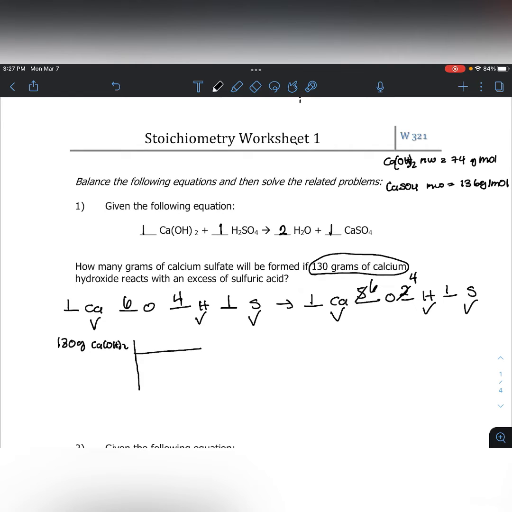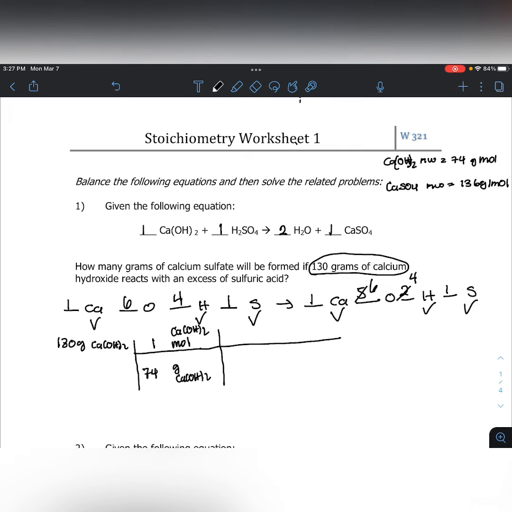So grams will come at the bottom. We'll put grams of calcium hydroxide. What comes out will be 1 mole. And we get that from the molecular mass of this, which will be 74 grams of calcium hydroxide.